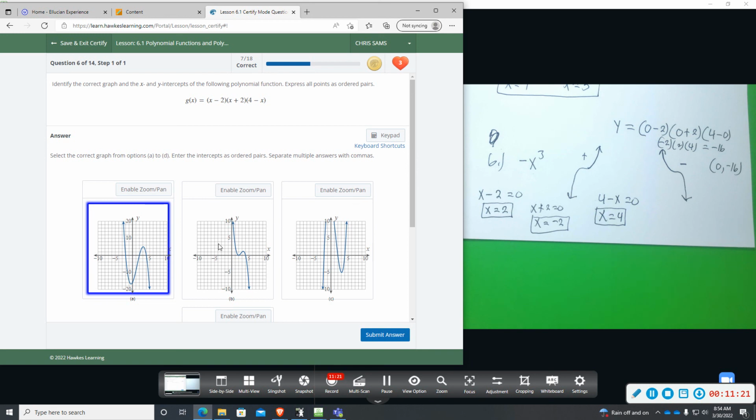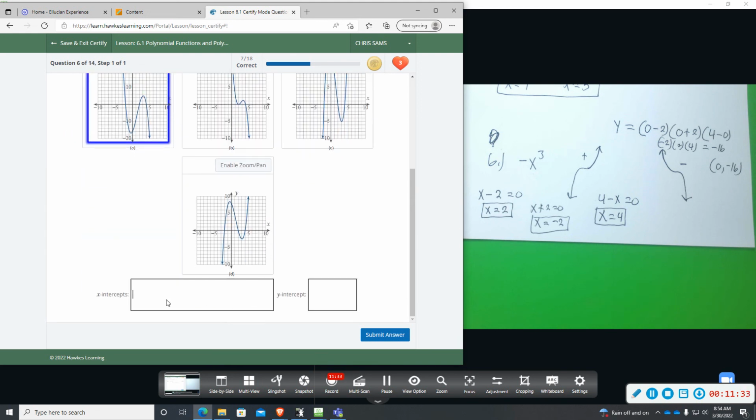And then you could also kind of count that if you were to see what the lines are counting by, which looks like they're counted by 2s, but you can get that ordered pair. So this is our correct graph, and then our x-intercepts are 2, 0, negative 2, 0, and 4, 0. Y-intercept 0, negative 16.